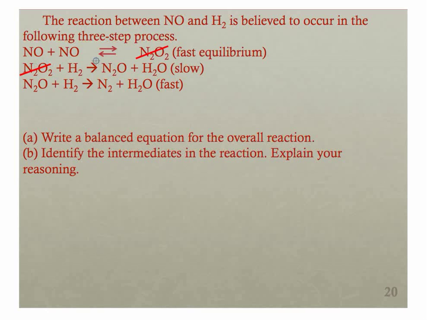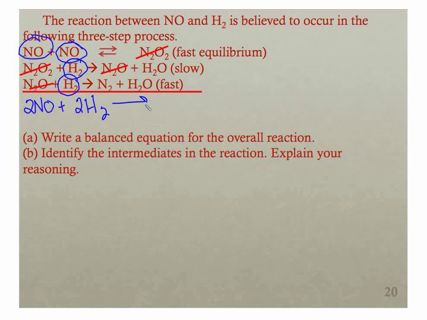So that N2O2, notice, is formed and then it is consumed. I also have an N2O here that is formed and then consumed. So both of those are intermediates, and you can anticipate the next question that they're going to ask, which is, what are the intermediates? So we get 2NO plus 2H2. All you have to do is bring down whatever's remaining on the left-hand side of the arrow, yields N2 plus 2H2O.